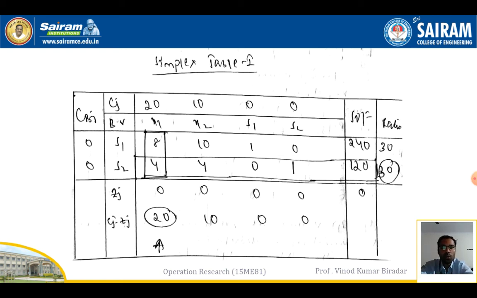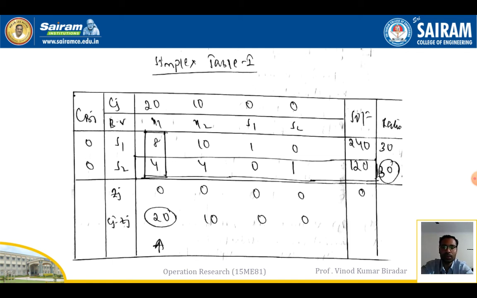Once you put all the values in simplex table 1, you need to calculate the Zj value. The procedure is the same as what we did in the simplex method: 0 into 8 plus 0 into 4 is equal to 0. Like that you multiply, and you will get all the Zj values equal to 0, because you are multiplying 0 with some value, so you get 0 only.